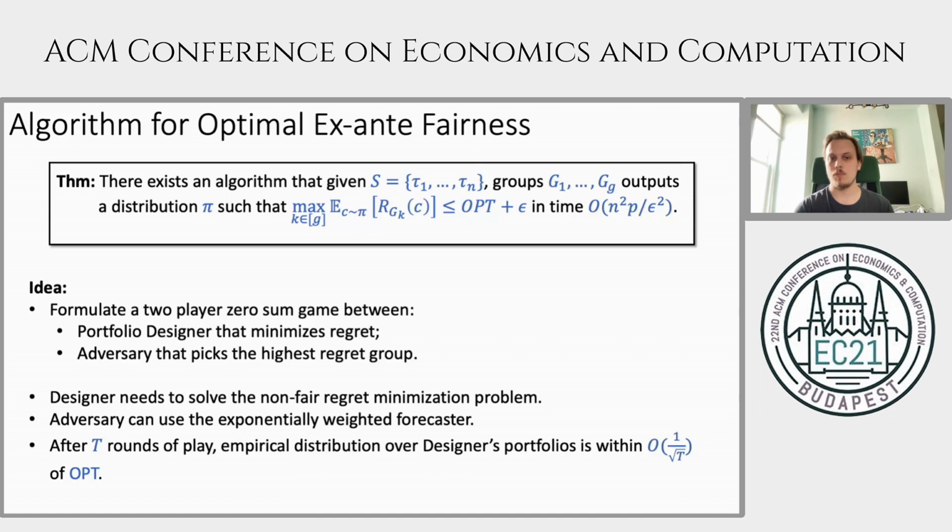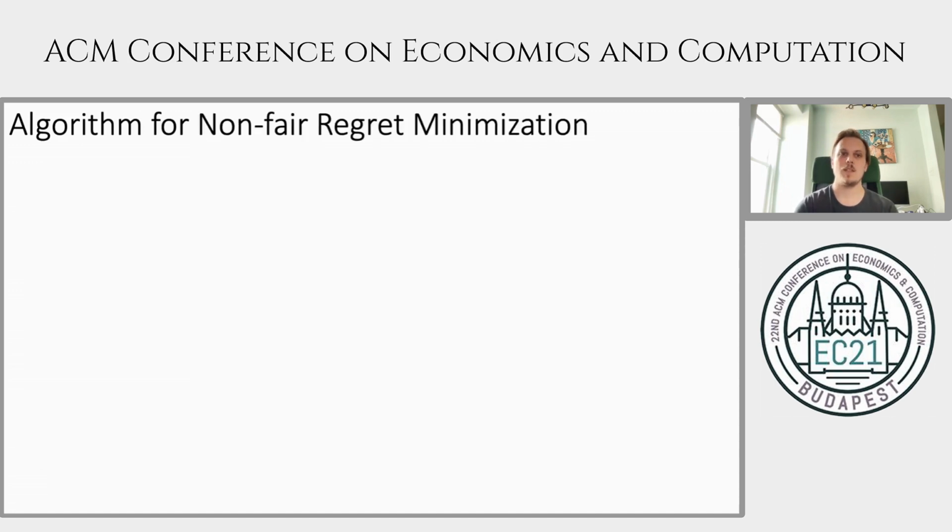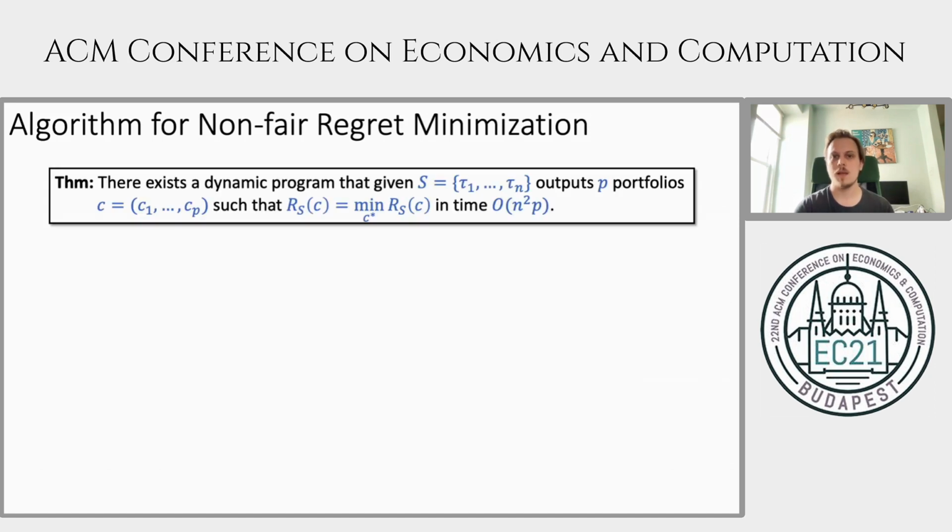Of course, to make this algorithm efficient, we need to specify a procedure that the designer can use to minimize this weighted population regret. And so we also give a dynamic programming solution for this problem that can minimize the weighted population regret in time n squared times P. And the key idea here is that this regret minimization problem looks a lot like a one-dimensional k-median clustering problem.